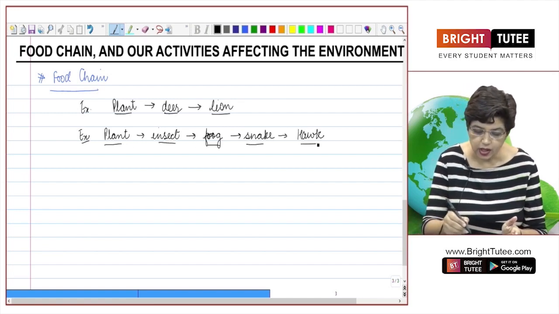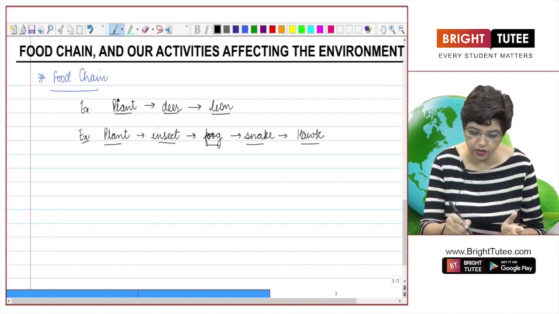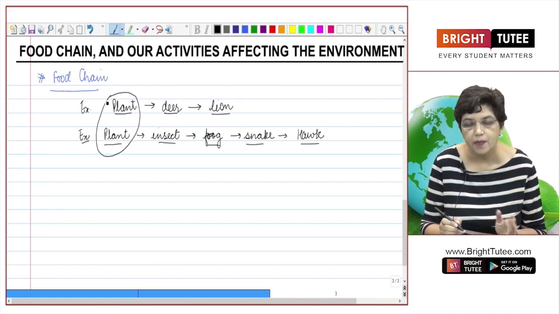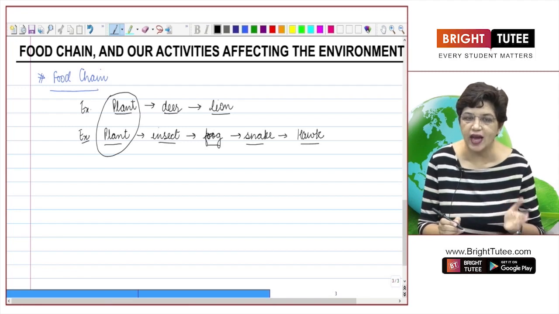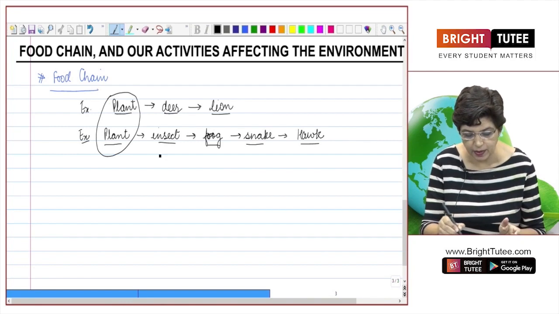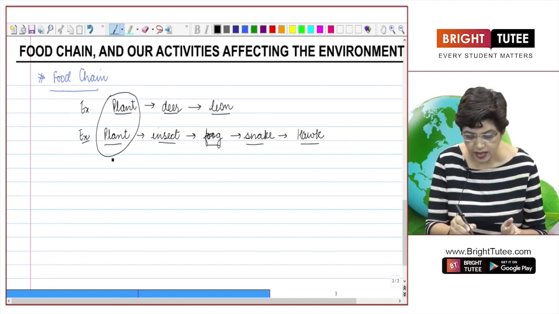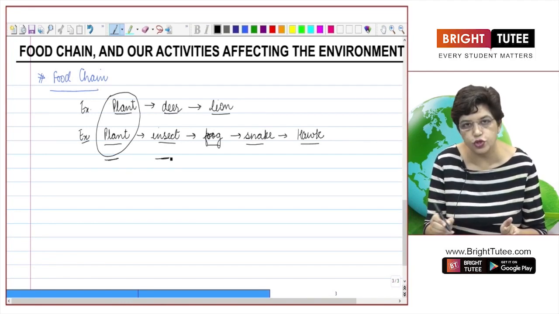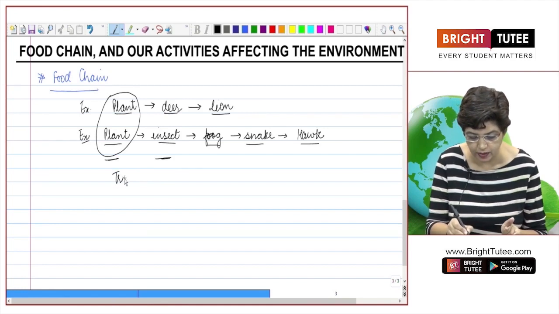Alright, so you must have noticed two things. Firstly, all the food chains, they start with producers because they are the one which can actually trap solar energy and prepare food, and then they become food for the next level. Each level in a food chain is called a trophic level.